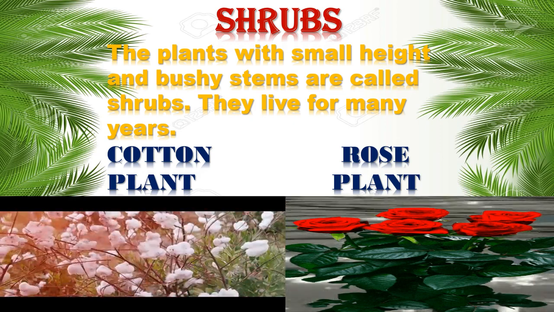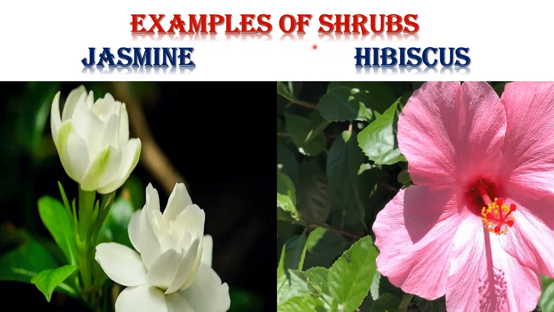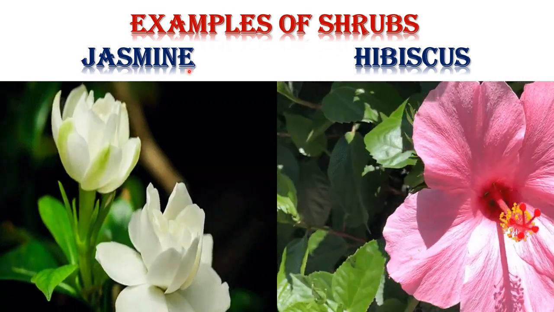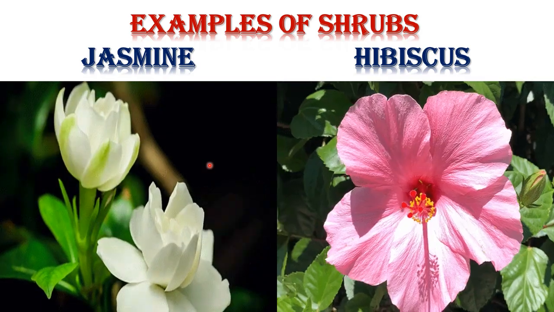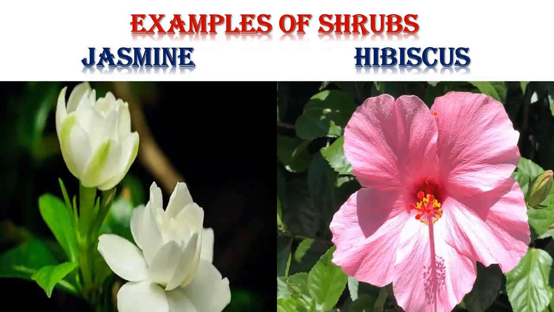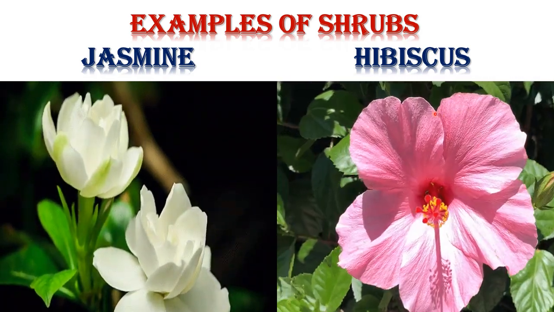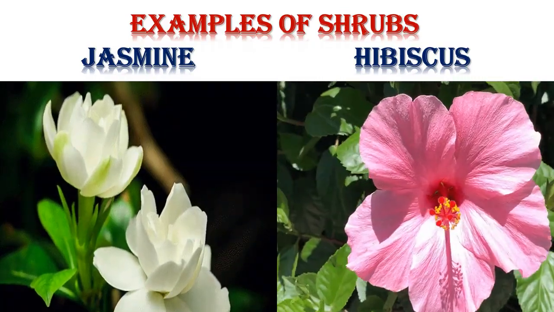Let us see more examples. Examples of shrubs: jasmine and hibiscus. This beautiful white color jasmine and this pink color hibiscus. These are examples of shrubs.